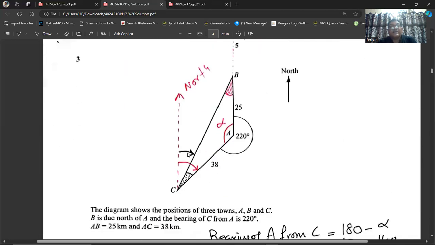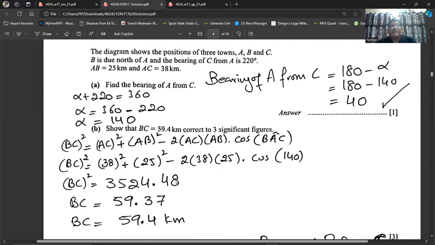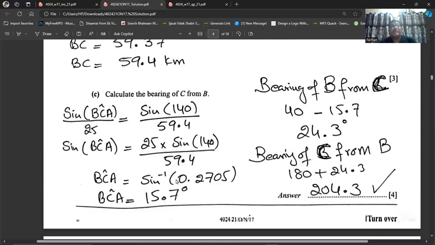I have found this angle. If I know the bearing of B from C, I can tell you the bearing of C from B. And you know, if the forward bearing is less than 180, you get the backward bearing by adding 180. If the forward bearing is more than 180, then you get the reverse or backward bearing by simply subtracting 180. So that rule I have used here.